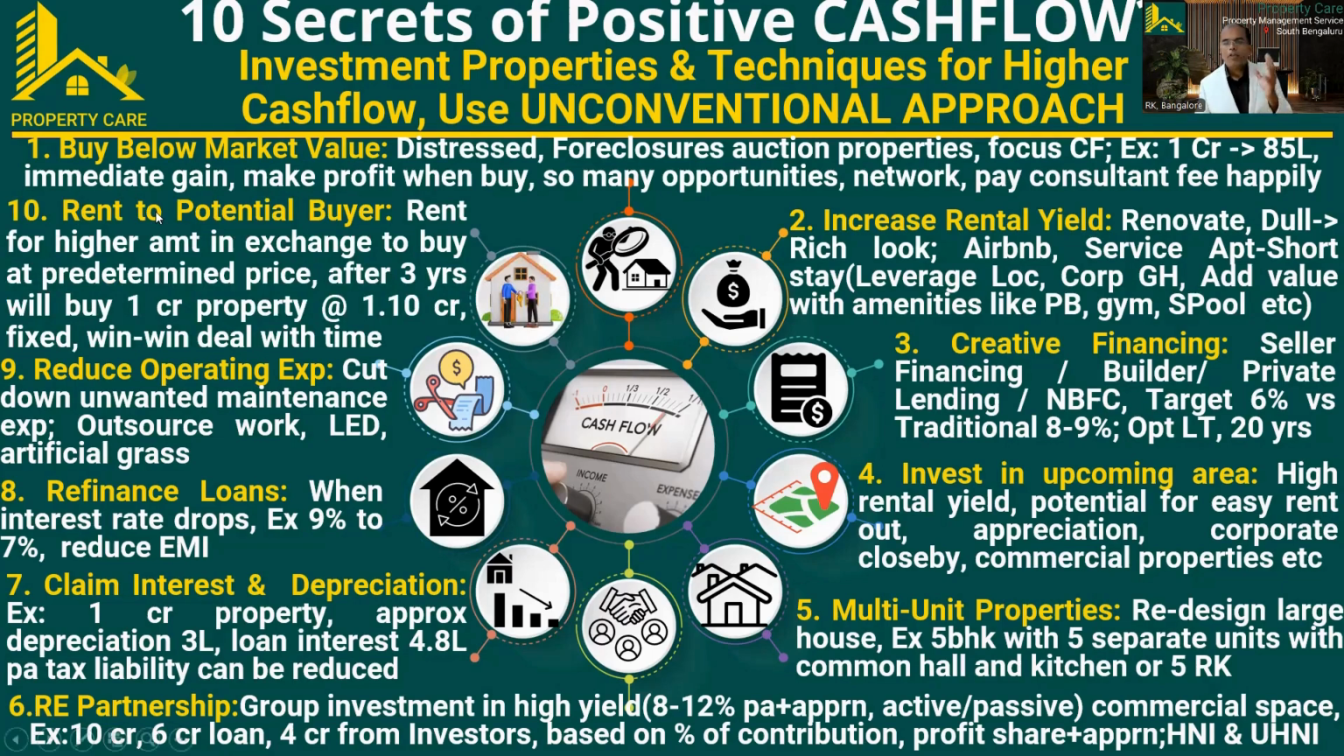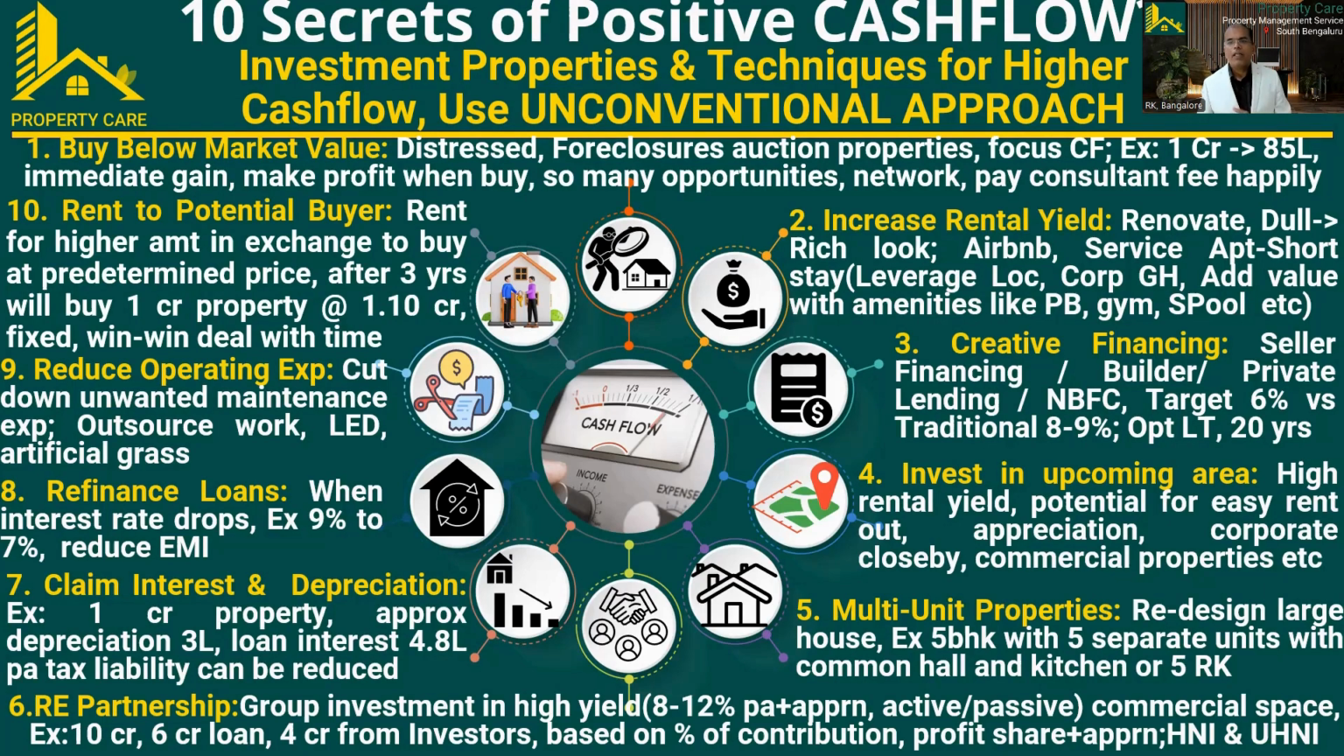And rent to a potential buyer. This is where you rent out a property to a potential buyer, and after a certain period this tenant will buy the property at a predetermined price. Currently the property value is 1 crore, and after 3 years it will be 1.1 crore or 1.15 crore. That is fixed at the beginning when you rent it out, because the buyer is interested in buying the property, but right now he doesn't have the money.